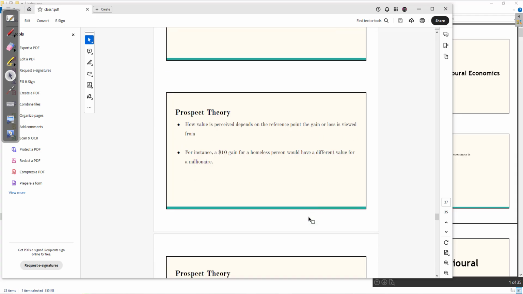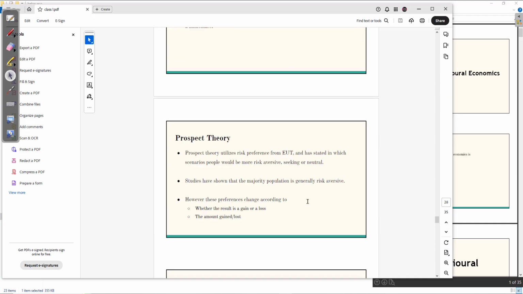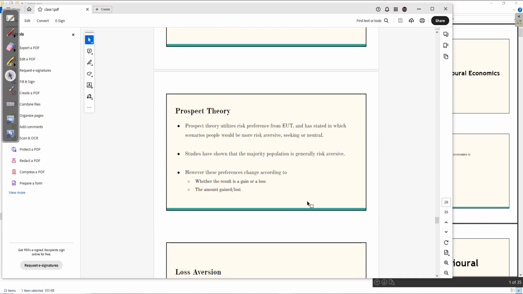For instance, a $10 gain for a homeless person would have a different value than for a millionaire. For a homeless person with less money, a $10 gain may be a huge amount to be happy about, but for a millionaire it's just a very small, petty amount which he might not care about. Prospect theory utilizes risk preferences from expected utility theory and states in which scenarios people would be more risk averse, risk seeking or risk neutral.